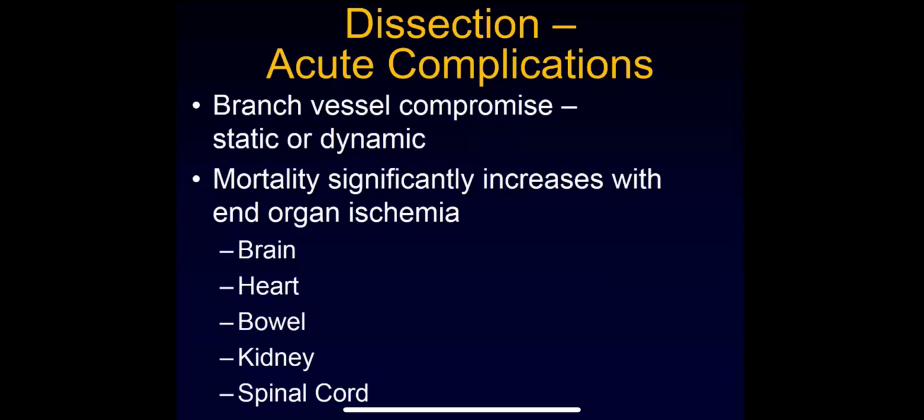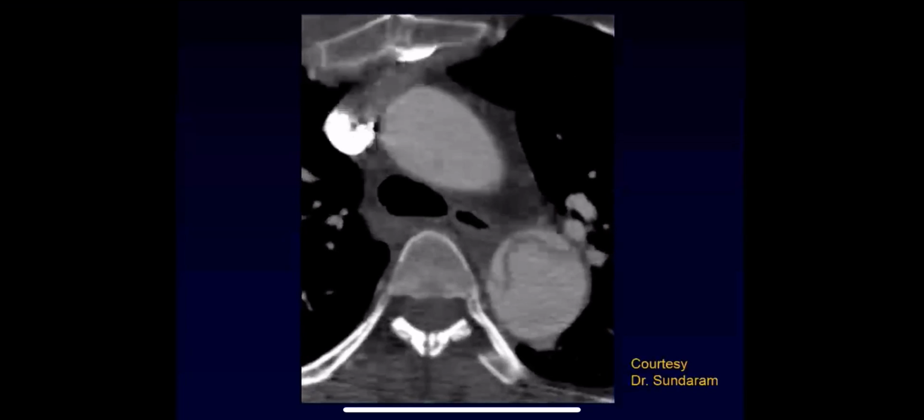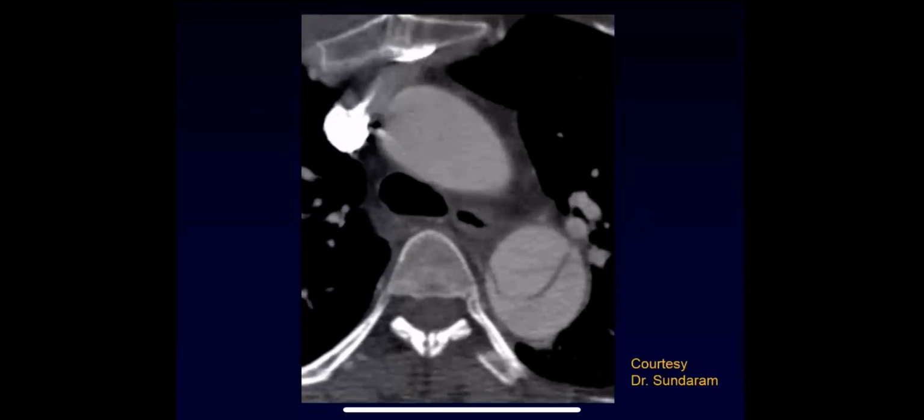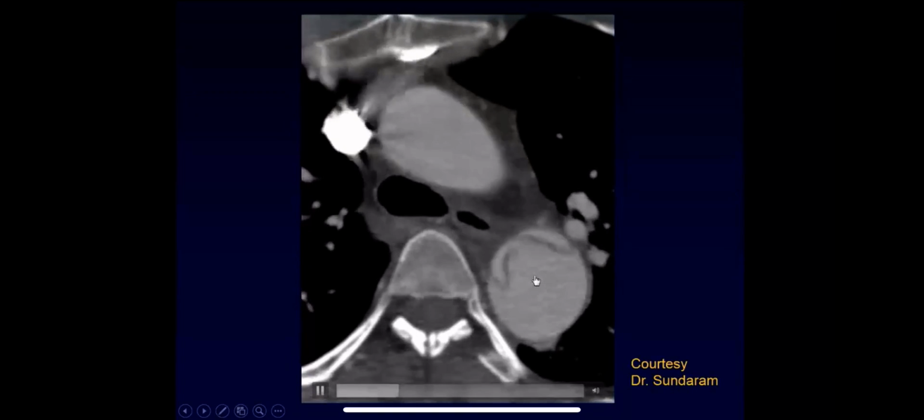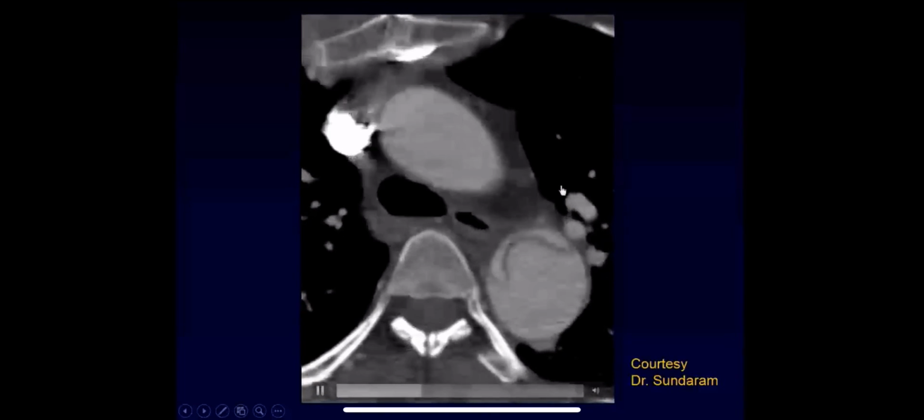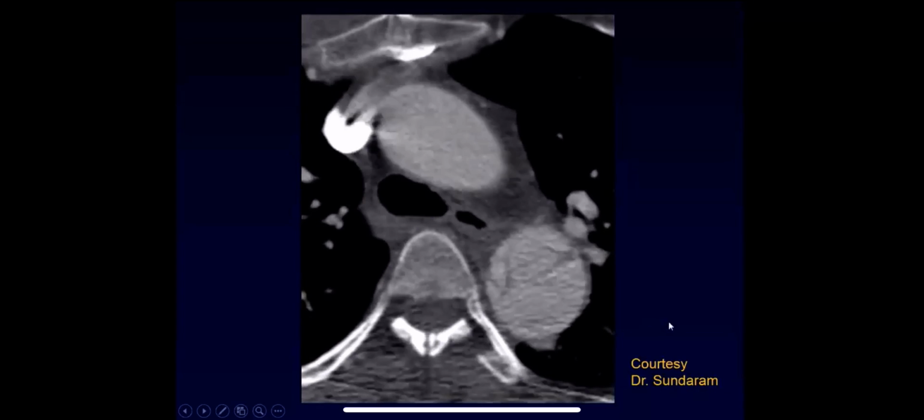So acute complications could include branch vessel compromise from static or dynamic obstruction of the branch vessel, and mortality significantly increases with end organ ischemia to the brain, heart, bowel, kidney, and spinal cord. So the dissection flap is a moving structure. It's not static. It moves up and down. So if you had branch vessels coming off, you can see that they could be dynamically obstructed by this moving flap, or the flap could go into the vessel, have some thrombus around it, and result in static obstruction.